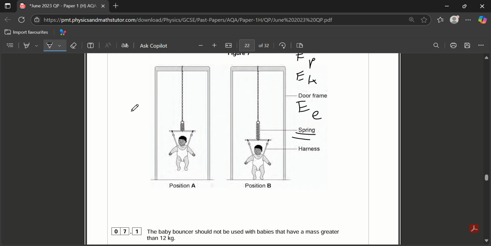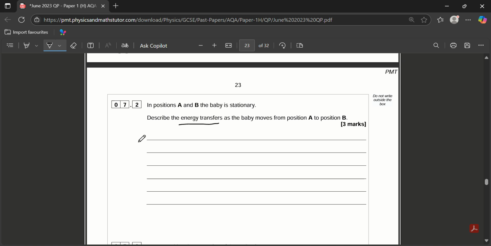So the baby in position A is going to have gravitational potential energy because the baby is off the ground. But to get to position B, the baby has to be moving down, so that's going to be some kinetic energy. And when the baby is fully at position B, the energy transfer will also go to elastic energy over here to the spring because the spring is now extended.